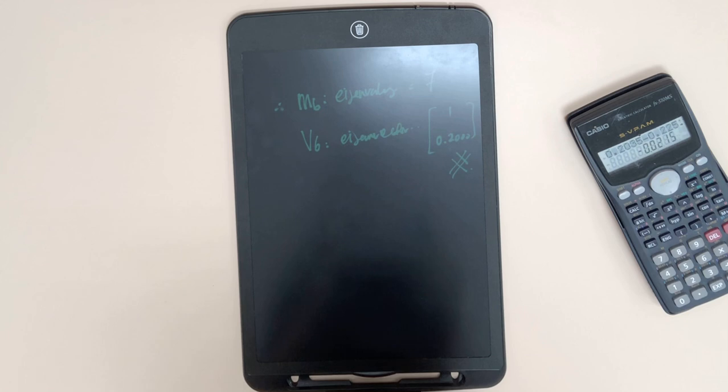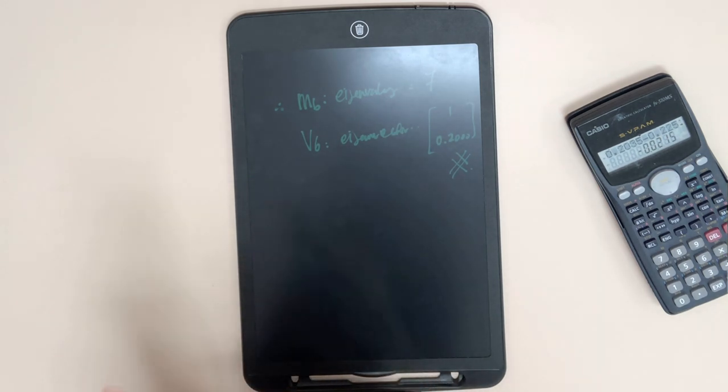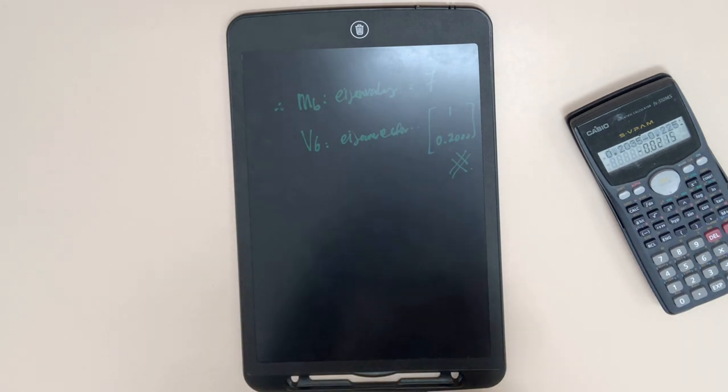If you use the polynomial method, you still get the answer. But the polynomial method means that you need to find out both. If the size of the matrix is 2 by 2, that means you need to calculate both, so there will be two eigenvalues. But for the power method, we just calculate the dominant or the largest eigenvalue.